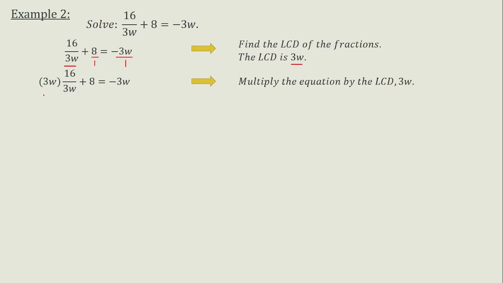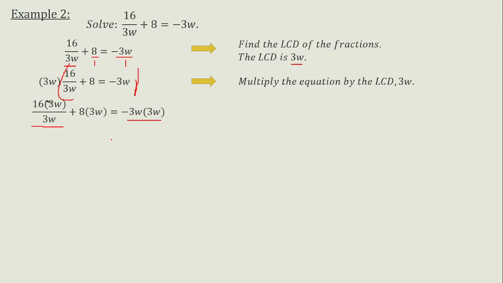So it will be 3w times 16 over 3w plus 8 is equal to negative 3w. So how are you going to solve this one? You just simply distribute 3w equally to the terms inside the parentheses. So lagyan ko lang ng parentheses. So 3w times 16 over 3w, the result will be 16 times 3w divided by 3w. After that, 3w times 8, so it will be plus 8 times 3w is equal to 3w times negative 3w, the result will be negative 3w times 3w.